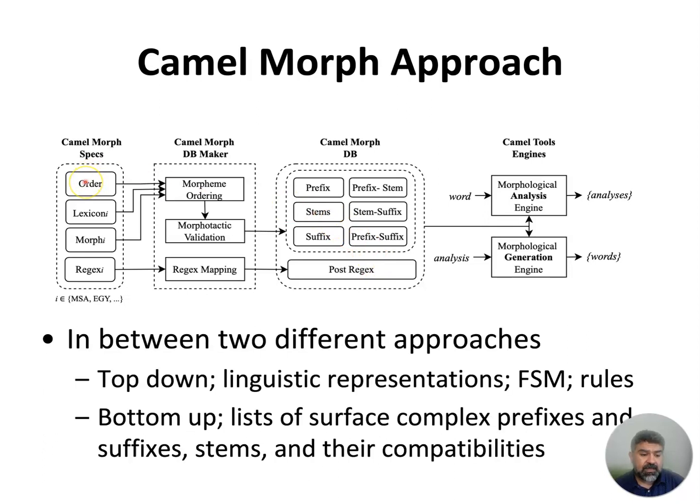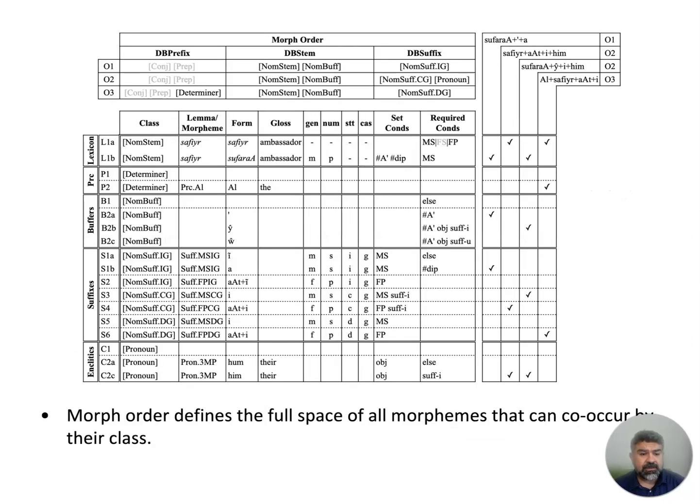So you can think of this as basically living in between 2 worlds. In one case here we have linguistic representations and rules that are very top-down, high-level, and these are the bottom-up approaches that are kind of more optimized toward speed and efficiency of modeling in both morphological analysis and generation.